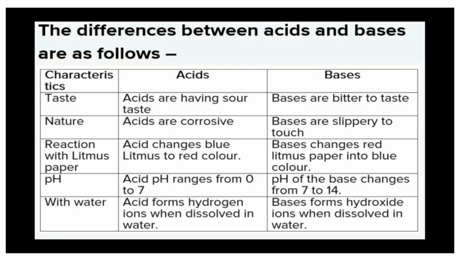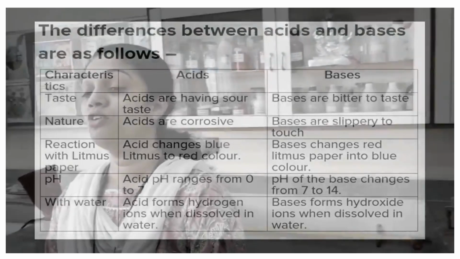With water, acids form hydrogen ions when dissolved in water. Bases form hydroxide ions when dissolved in water. From these examples, we came to know that acids and bases are not only used in scientific laboratories, but are also present in our day-to-day life. Right from digestion of food to the medicine we take, from cleansing products to the foods we eat. For sure, without acids and bases, the products we use today would be of no use.